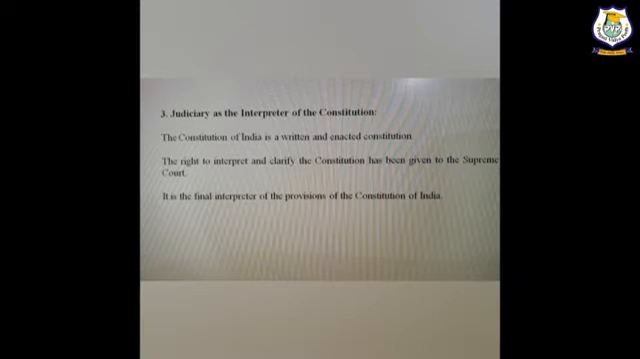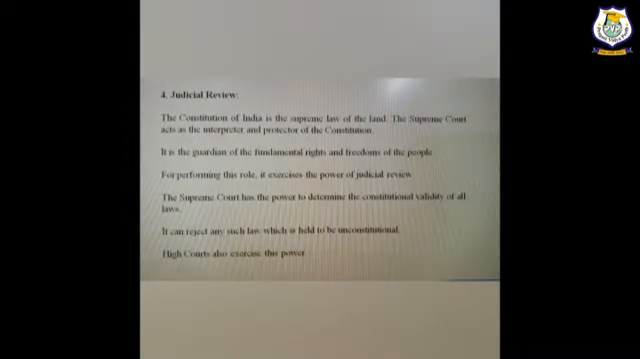Third point is the judiciary as the interpreter of the Constitution. The Constitution of India is a written and enacted constitution. The right to interpret and clarify the Constitution has been given to the Supreme Court. It is the final interpreter of the provisions of the Constitution of India. So, students, the judiciary is the interpreter.